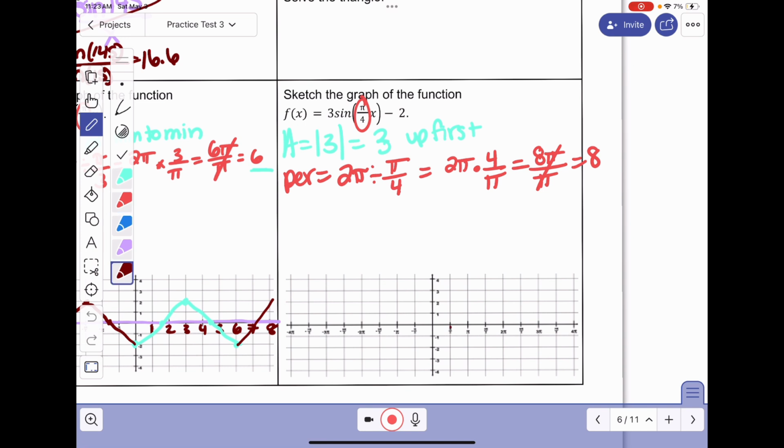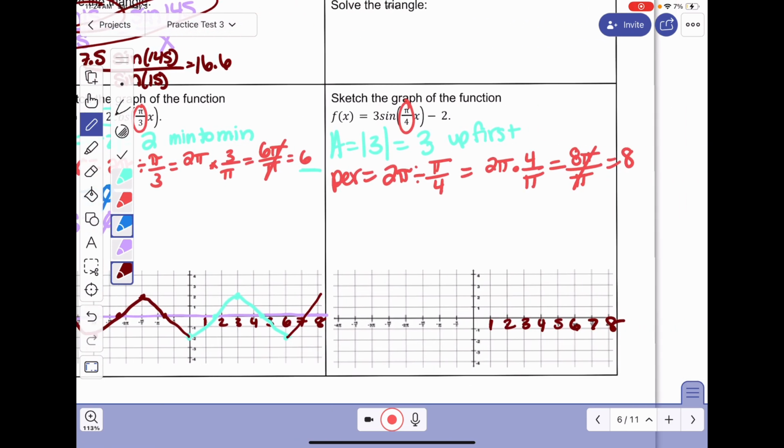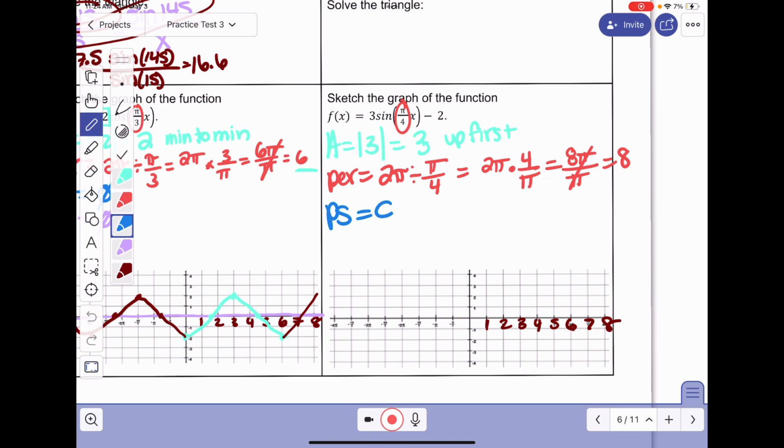So I'm going to do the same thing down here with my axis. Okay. Then our phase shift, what color was that, blue? There's nothing in the parentheses, so we're going to start there. And then our vertical shift is -2. So that means our midline is going to move down here. So sine starts at the midline and ends at the midline. So period 8 is going to go back to the midline. And then the middle is also the midline.